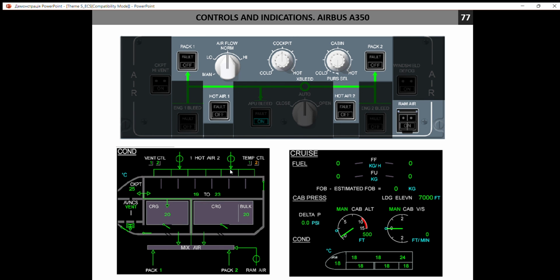Then on this diagram you may see pack 1, pack 2, air conditioning packs working properly. I don't know why, but I guess for the example they show that the ram air duct is open. Typically it is used for an emergency situation. Then you may see that avionic vents work properly, fans work, and you have an outflow valve that also works normally.